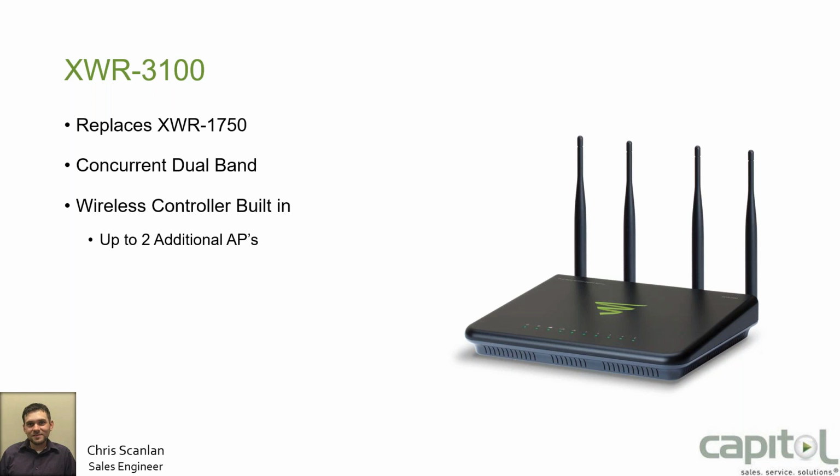So this does actually have a built-in wireless controller. It's a smaller one. It can support up to 2 other access points above the built-in wireless in the wireless router. The built-in wireless is also a 4x4 AC Wave 2. It also has USB 3.0 file sharing on it.